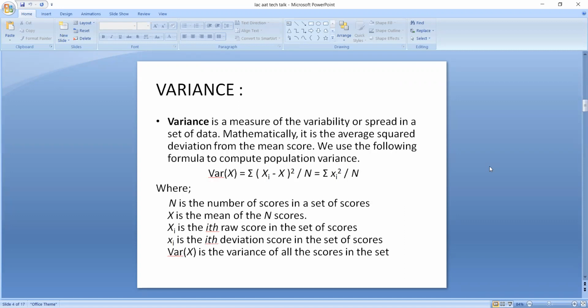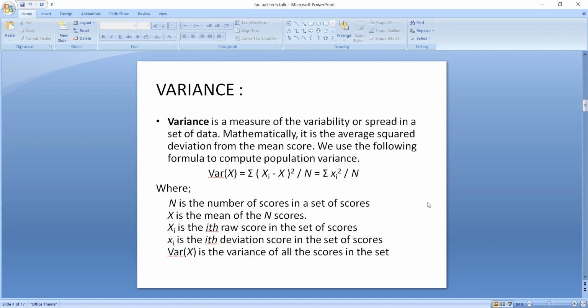So, variance. First of all, what is the definition of variance? Variance is a measure of variability or spread in a set of data. Mathematically, it is the average squared deviation from the mean. We use the following formula to compute population variance. The formula for variance, denoted by capital X, is equal to sigma of (xi minus X) whole square divided by N, which is also equal to sigma of small xi square divided by N, where small xi indicates xi minus X.